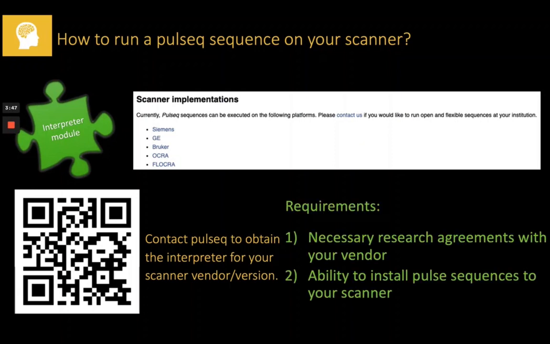There are some requirements though. First, you need a research agreement with your vendor and your scanner site. Then you need some know-how and access to install sequences to your scanner. These are the same requirements for running a work in progress sequence you typically obtain through a C2P agreement, but in the case of Pulseq, you go through this procedure once and then enjoy open source Pulseq sequences whenever you want.